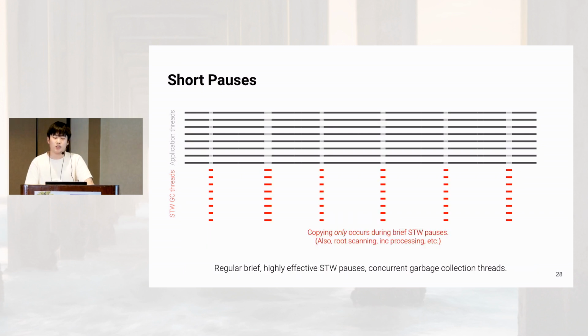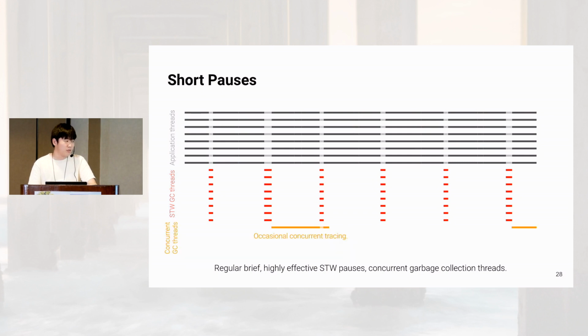However, LXR chooses to perform regular, brief, and highly effective pauses. Because we have opportunistic copying, we can perform all our limited copying jobs totally in the pause. Well, this will make the pause time slightly larger than the concurrent copying collectors, but by doing so, LXR only needs to perform occasional concurrent marking, a part of the reference counting jobs, and the reclamation work concurrently, so that it won't slow down the application so much.